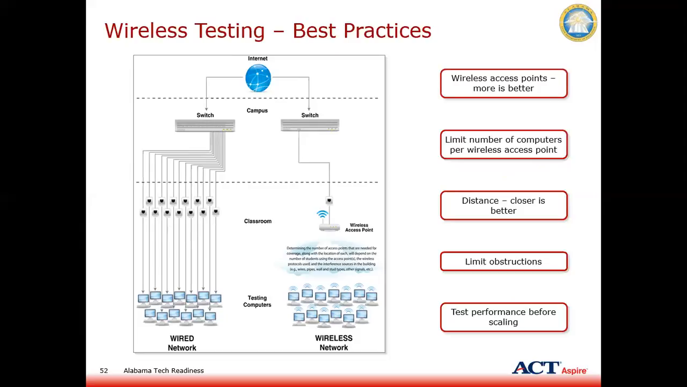So this is where more is better. More access points, and limit the number of computers per wireless access point so that you're ensuring that students have a smooth testing performance. Think about obstructions. So things such as walls and equipment between the testing workstation and the wireless access point can disrupt the connection and negatively affect performance. I always talk about those cinder block walls that tend to be in schools. Make sure that the obstructions are not limiting your performance.